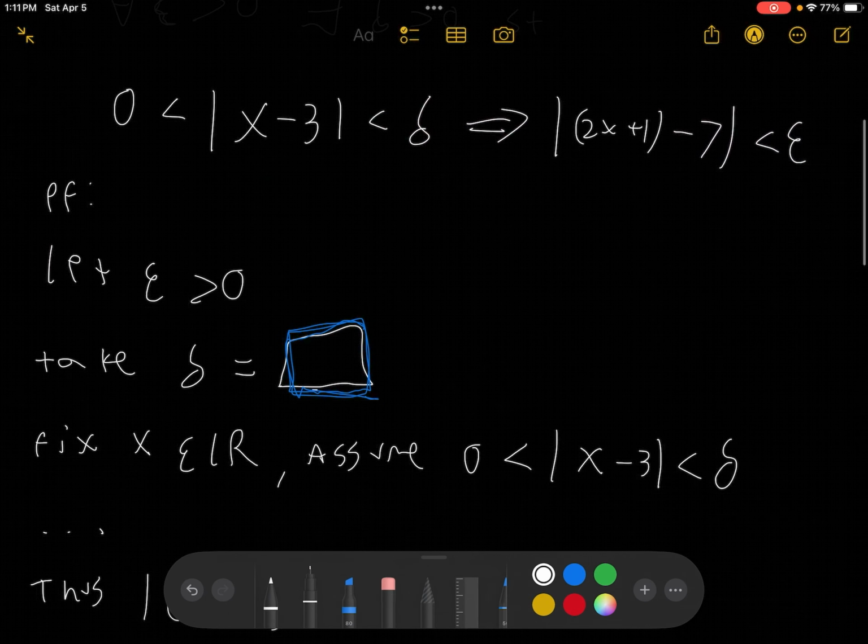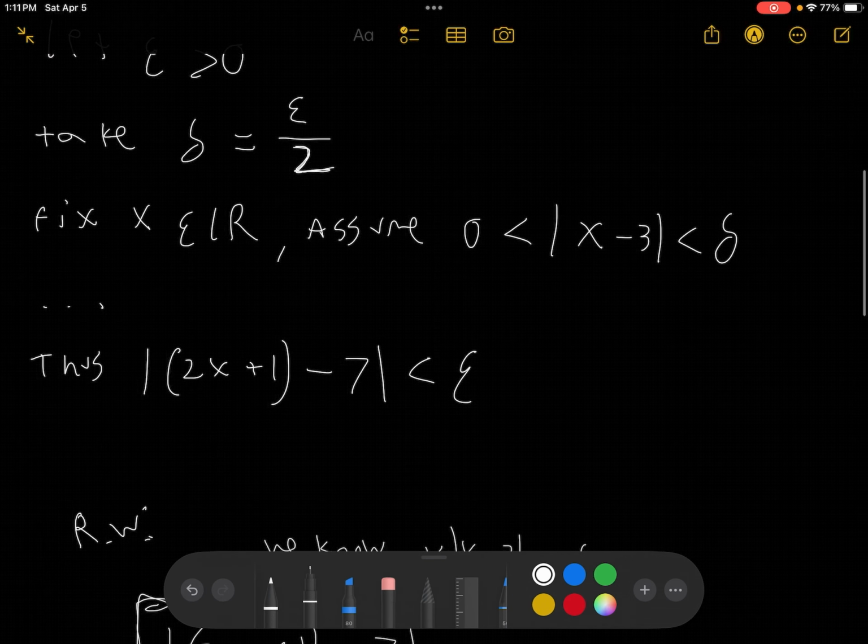So that concludes our rough work. Now we can fill in the details of the proof. Going back to the outline we had before, let's take delta to be epsilon over 2. Now we fix our x, and we assume that the absolute value of x minus 3 is less than delta.